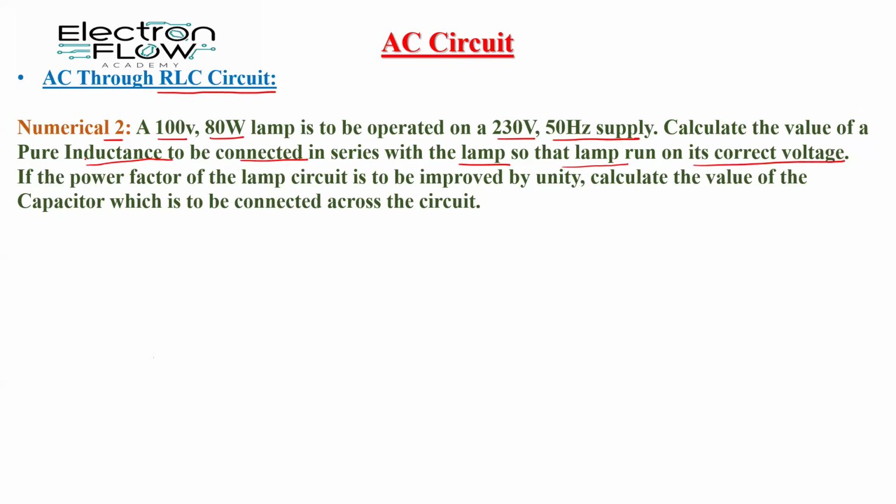Firstly, we need to calculate the value of the required inductance. Secondly, the question asks: if the power factor of the lamp circuit is to be improved to unity, then calculate the value of the capacitor which is to be connected across the circuit. So the required value of the capacitor connected across the circuit should make the power factor equal to 1, or unity. Okay, so let's start the solution.